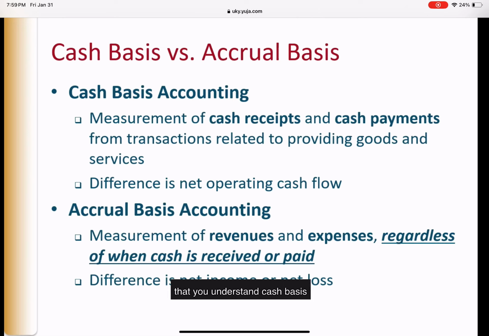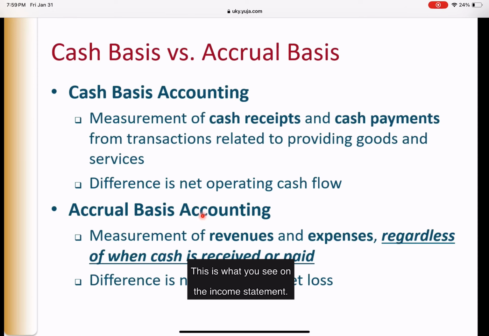Very important is that you understand cash basis versus accrual basis accounting. Now, when it comes to cash basis accounting, here we're looking at cash receipts and cash payments. This is what we do on the cash flow statement. This is what we see under my operating cash flows. Accrual basis accounting is a different monster.